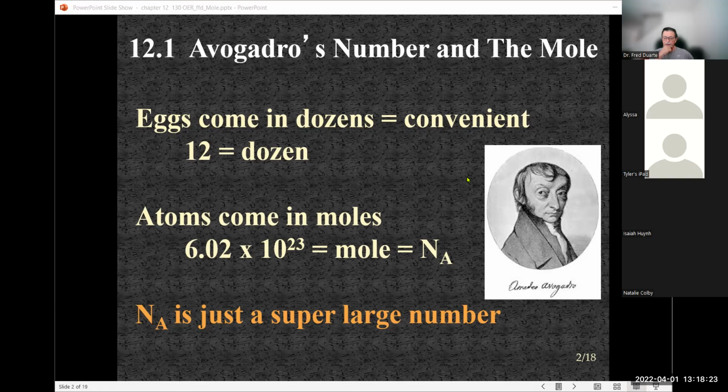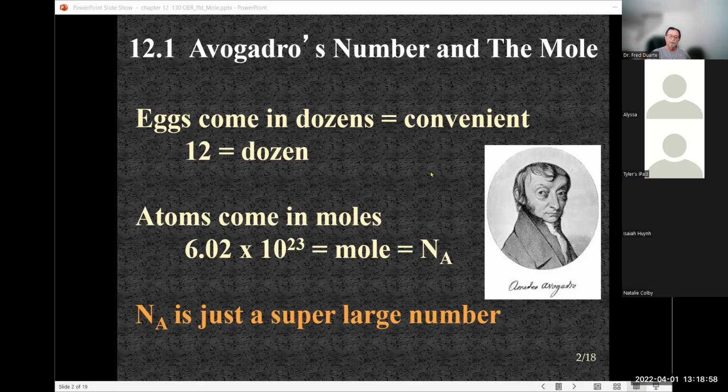Avogadro's number has the symbol N with a subscript capital A, which represents the symbol for Avogadro's number. And it is 6.02 times 10 to the 23rd units. It's just a very big number, okay? Of anything, of whatever you want to count, just like a dozen. A dozen is simply nothing more than 12. Unless it's a baker's dozen, then you got 13, right?